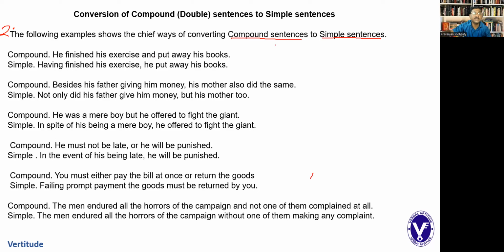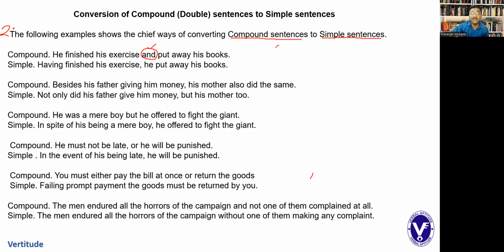He finished his exercise and put away his books. So we understand there's a conjunction, a coordinating conjunction. Simple: having finished his exercise, he put away his books. So see that this conjunction is gone, and this becomes one sentence, a single sentence conveying one single thought. That is what we did. And we know about simple sentences: simple sentences convey only one singular thought. So, having finished his exercise, he put away his books.